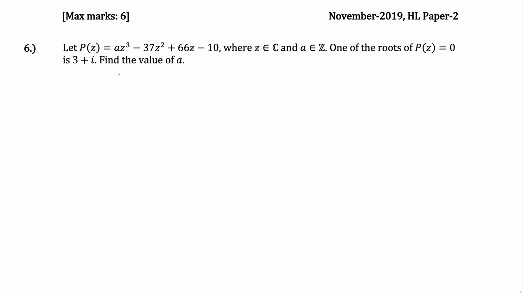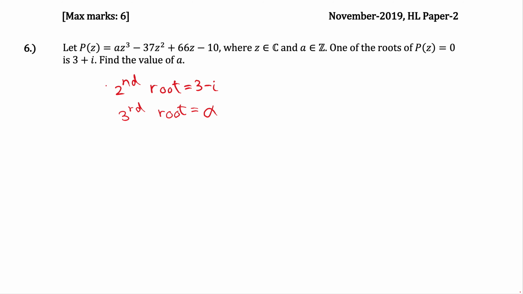the value of a. So firstly, if 3 plus i is one of the complex roots, then its conjugate 3 minus i will also be a root of this equation. This is a property of complex roots that we need to know. And since this is a degree 3 polynomial, this equation will have 3 roots. So I can let the third root equal alpha.